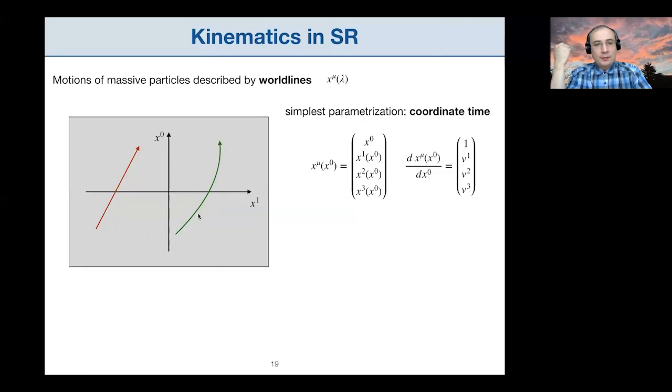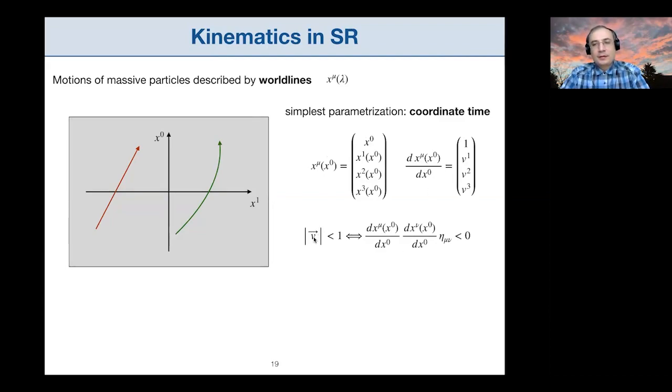There are infinitely many ways in which we can parameterize the curve. The simplest one, and the one which is mostly in the spirit of non-relativistic physics, would be to use the coordinate time of a given coordinate frame in which we're looking at a given situation. So x^mu of x^0, corresponding to the coordinate time, is just x^0 and the positions of the particle at a given moment. The derivative, or the tangent vector, is then one and simply the components of the standard velocity. And this parametrization is okay, except that it's very much inertial frame dependent.